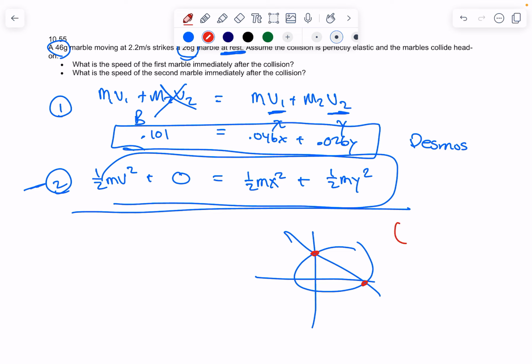You're going to have two sets of numbers, and only one set of numbers is going to make sense. So one of these intersection points is the correct answer. So once you've graphed it, you can easily figure out what the correct answers are to, if you will, A and B.